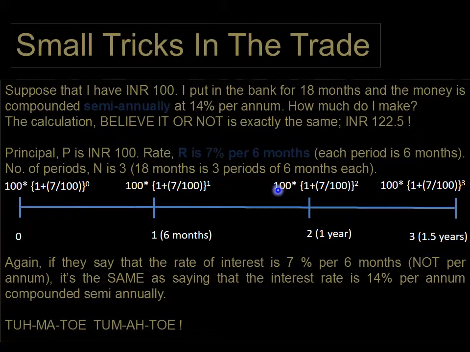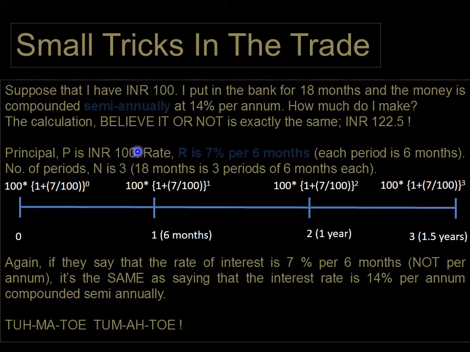Everyone is not going to be talking as simple. There's going to be some people who are going to be telling you that they have 100 rupees. They wish to put it in the bank for 18 months and the money is compounded semi-annually for 14%. How much would I make? Well, believe it or not, the calculation is actually the same.